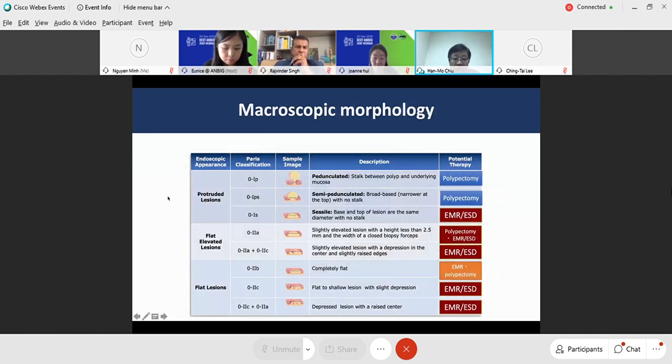So the first step of diagnosing colorectal neoplasm is morphology. So you can see this summary table of the Paris classification. Different morphology carries different risk of advanced histology or even cancer. So you can see that we apply different treatment for lesions with different morphology, as you can see here.